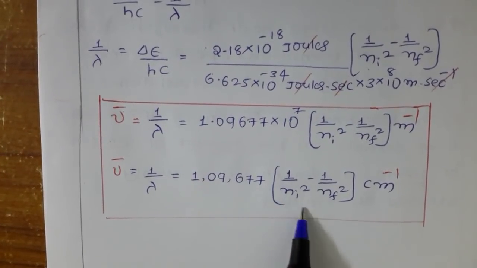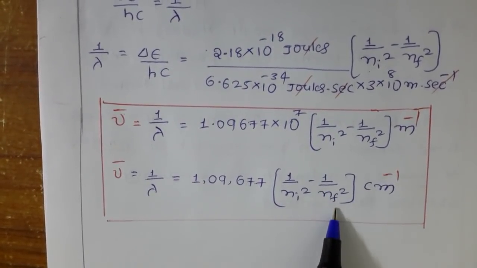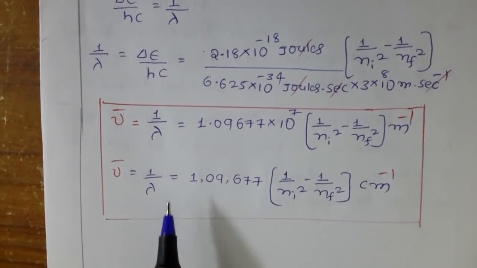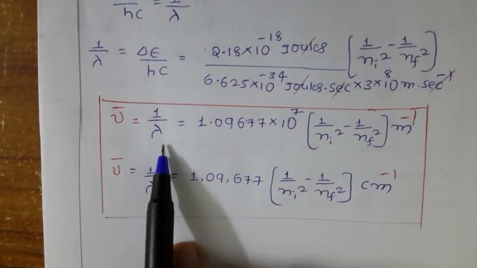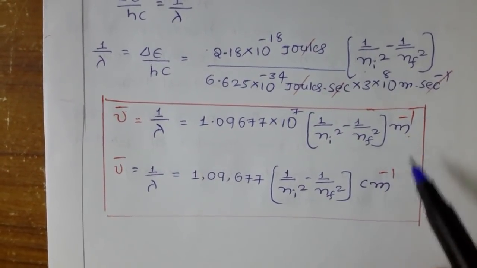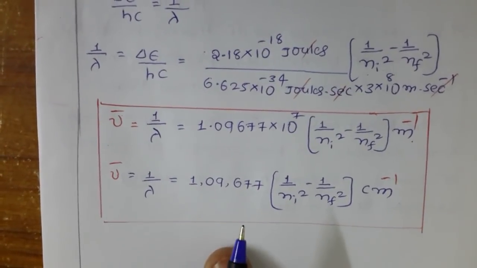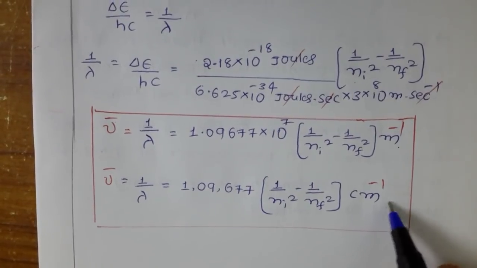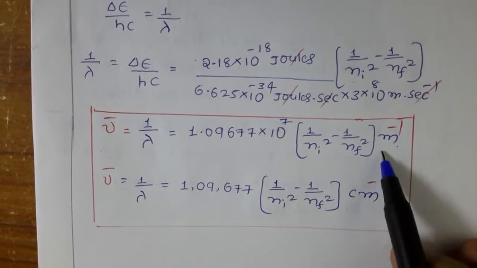109677 into 1 by initial square minus 1 by final square. So be careful. In the numerical, are they asking for the lambda? Here, lambda, by using this formula, are they asking in meter inverse or centimeter inverse? According to that, you have to select a value. Why? Because you know very well 1 meter equals 100 centimeters, so the value is going to vary.